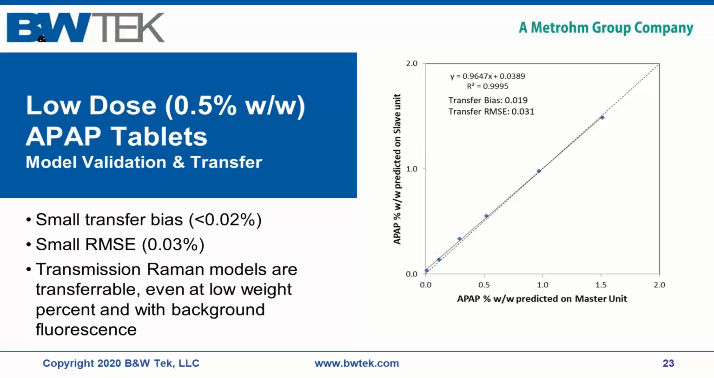We have a very small transfer bias and a small root mean square error. So we see that the transmission models are transferable even when we're at this low concentration and when our data have fluorescence in them as well. So this is a validation of the fact that transmission Raman can work very well even at these low dose concentrations of active ingredient, and that we can transfer the model from one instrument to another.